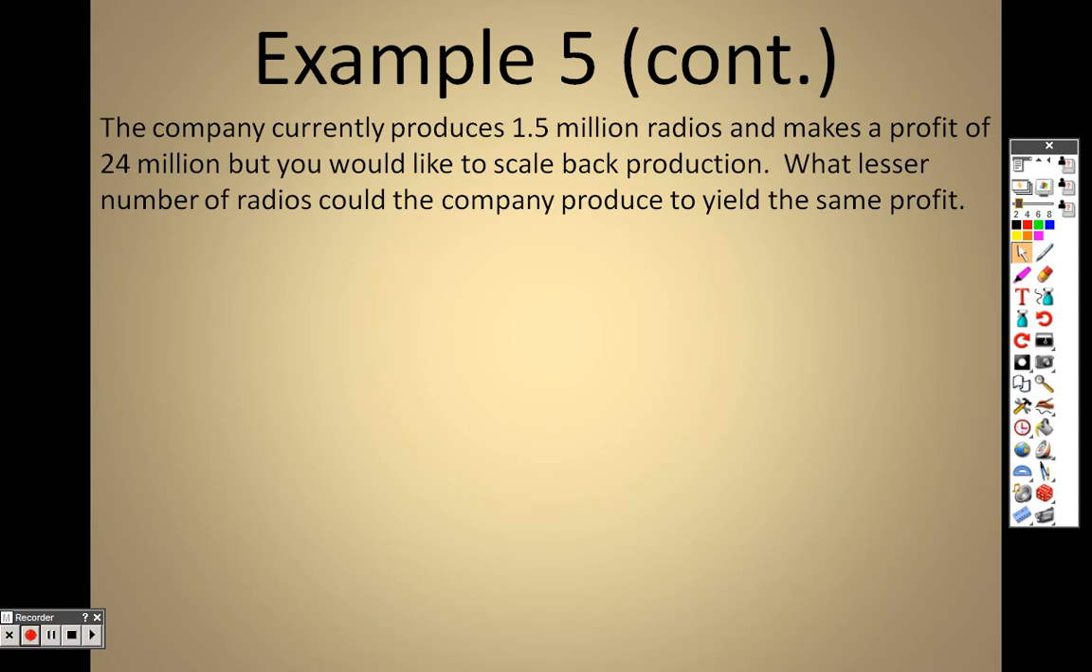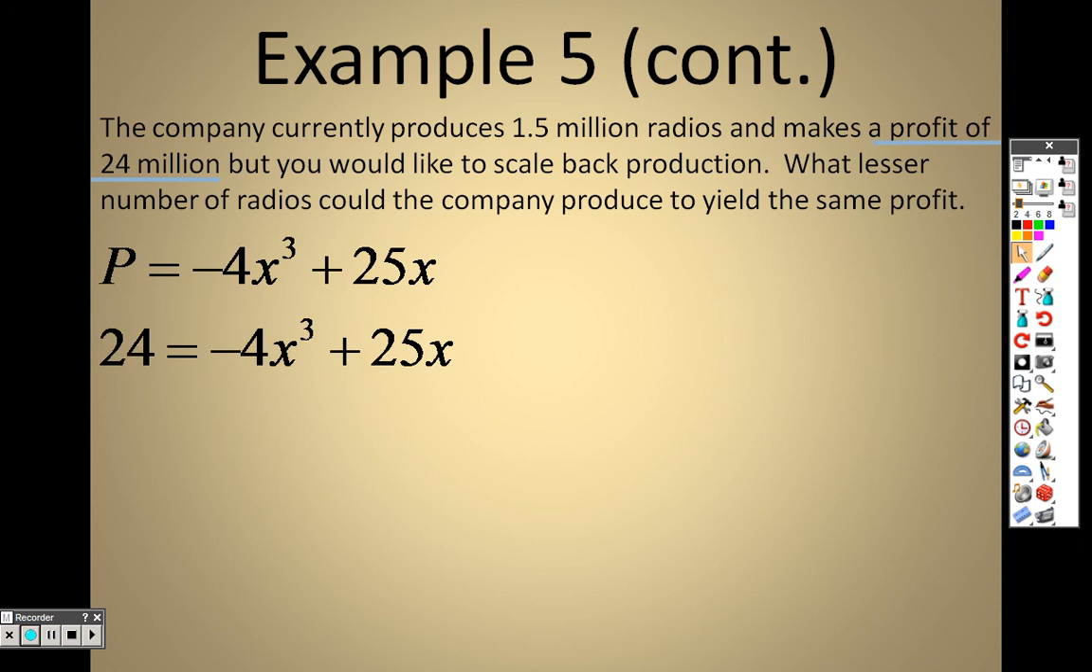The company currently produces 1.5 million radios and makes a profit of 24 million. But you would like to scale back production. What lesser number of radios could the company produce to yield the same profit? So basically, that's what our profit's going to be. It's saying that we have 24 million profit. So we're going to assume that this is in millions. So instead of me writing down 24 million afterwards, we're assuming that x is in millions.